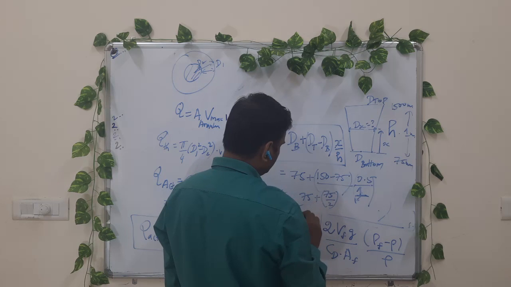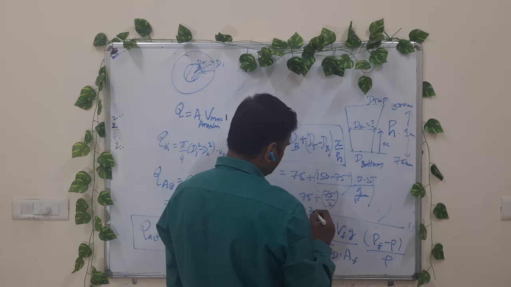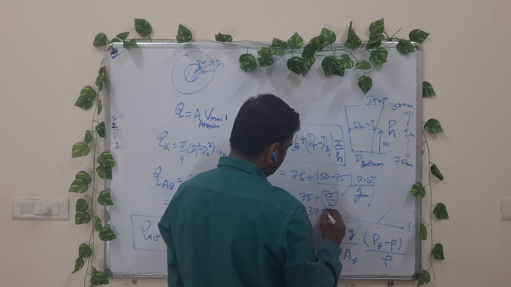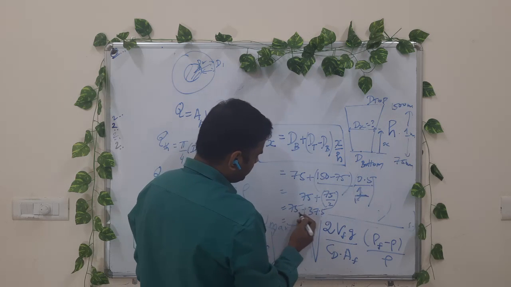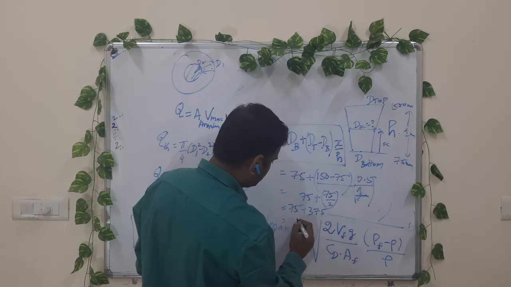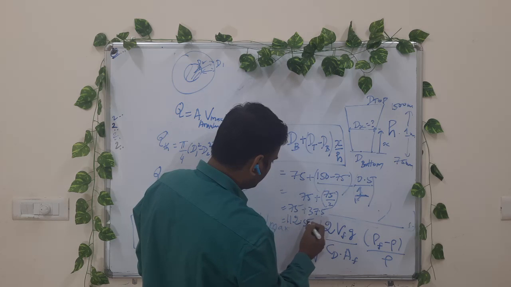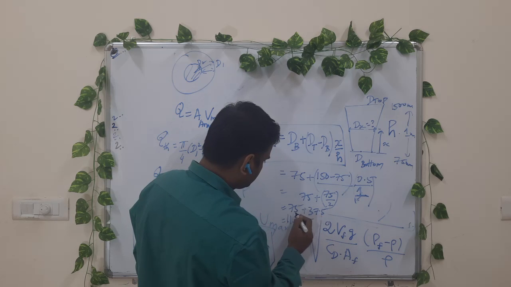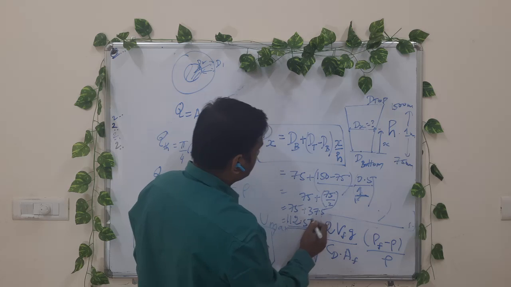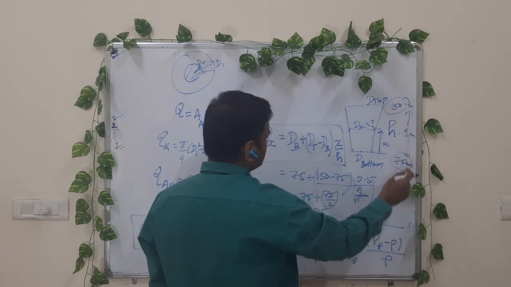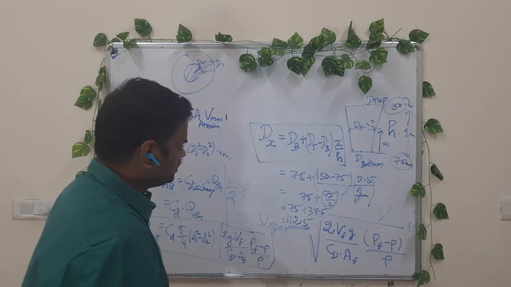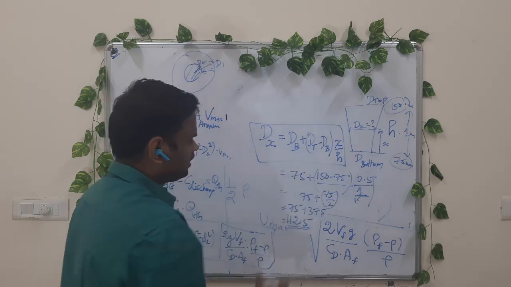How much is it? 75 by 2 is 37.5. So the diameter at x equal to 0.5 meters is 75 plus 37.5, which is 112.5. Is that right? Obviously, it is between 75 and 150 mm, so we can get the diameter at any particular distance.